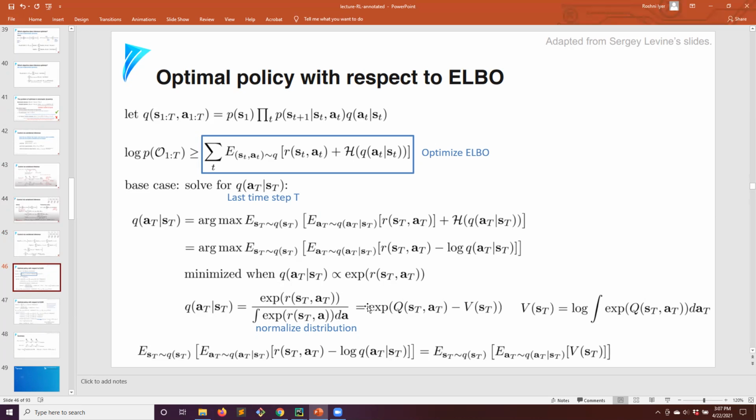And this part is basically this. It's the exponential of the capital Q function minus the value function. And this part we can see because, remember that relationship between the value function and the Q function, in that if we integrate out all of the actions of the Q function, we get the value function back. So that's what we are doing here. And using that, we get this part.